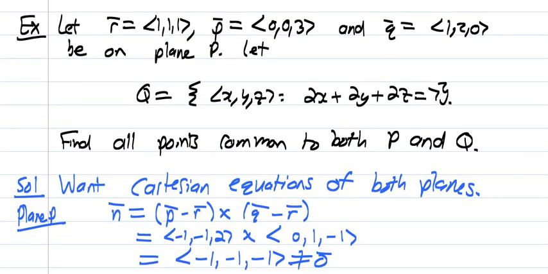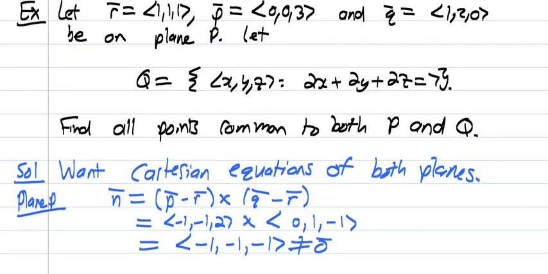Now, if you're given three points, P, Q, and R, you first need the normal. So the normal is P minus R cross Q minus R. So P minus R is the vector minus 1, minus 1, 2. Q minus R is the vector 0, 1, minus 1. So if you do the cross product of these two vectors, do the calculation. Do you agree that it's the vector minus 1, minus 1, minus 1, which is not the zero vector? So this is good news. Because this is not the zero vector, we know that there is a unique plane passing through points P, Q, and R. And now we proceed.